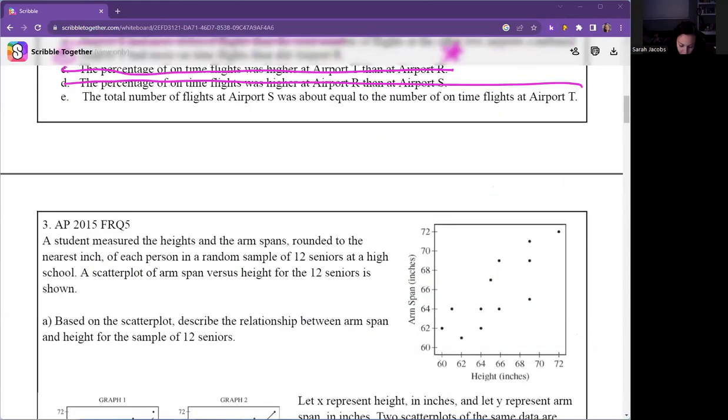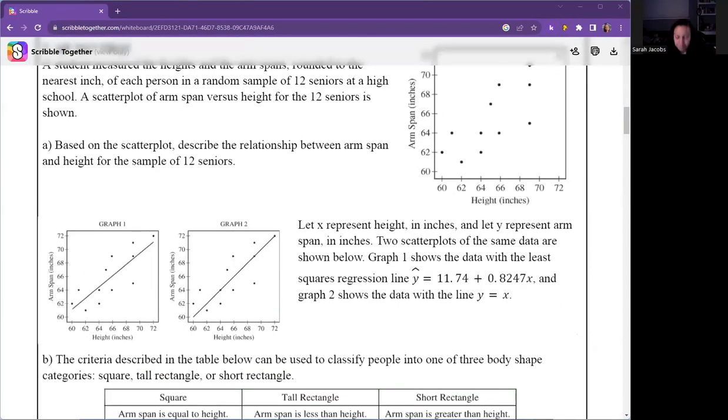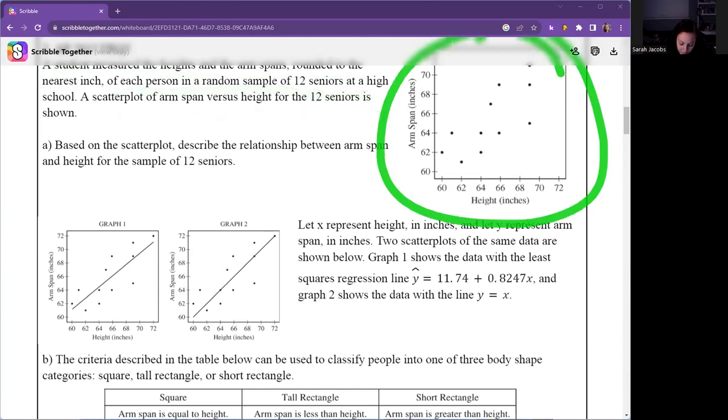All right. This FRQ. Again, lots of people asked me questions about this today, which is great. So let's go through it. A student measured the heights and the arm spans, rounded to the nearest inch, of each person in a random sample of 12 seniors at a high school. A scatter plot of arm span versus height for 12 seniors is shown. So here's our scatter plot.